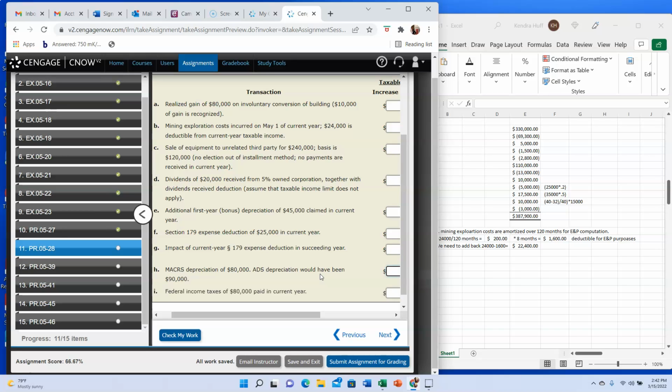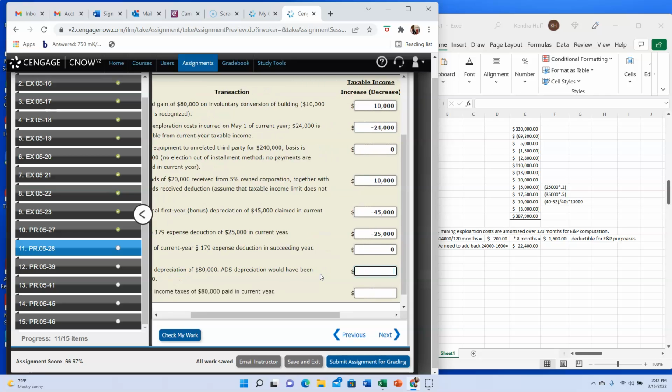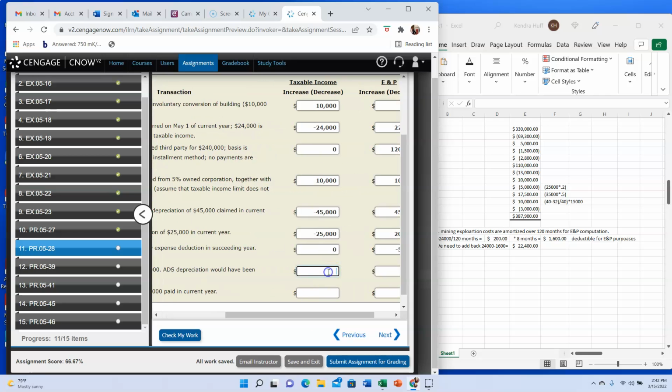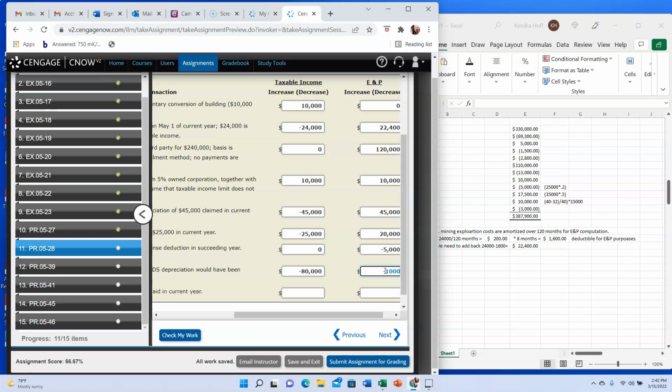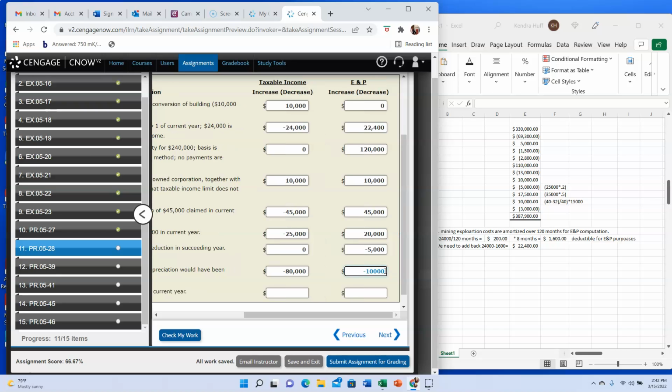Modified accelerated cost recovery system depreciation is 80,000. ADS depreciation would have been 90,000. So ADS straight line is allowed for earnings and profits. So that was 90. So you get to take the 10,000 excess. So this one is minus 80 for tax. And then you get the additional 10 comes off for earnings and profits.